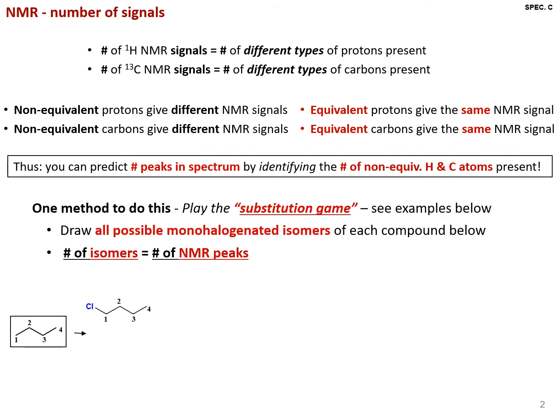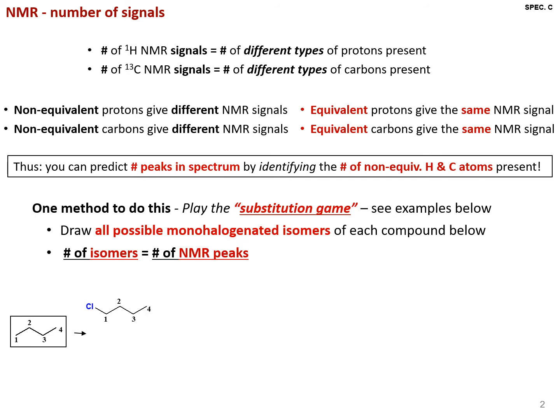There's different ways of doing that, but a simple way would be to play the substitution game. Examples are shown on this slide. What you do is you draw all possible monohalogenated isomers of the compound that you're investigating, and the number of isomers equals the number of different NMR peaks that you would expect.